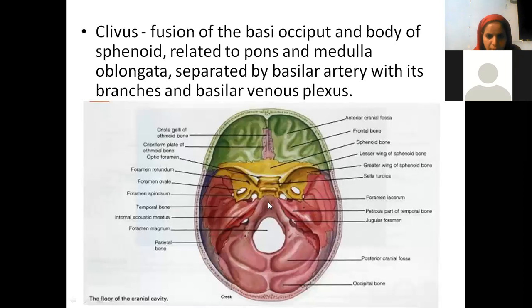This one, the clivus area, is where the brain stem will be resting, and it will enter into the foramen magnum and continue as the spinal cord. So this area is clivus.